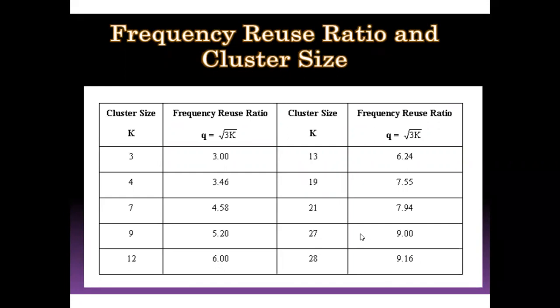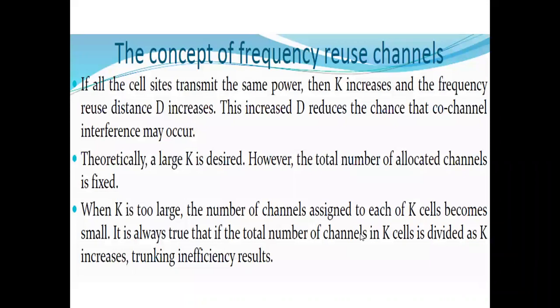Now, compiling this concept, in the last we can say that in the concept of frequency reuse, if all the cell sites transmit the same power, as I have already discussed, the value of k should not be too large or too low. If k is large, then trunking inefficiency results.